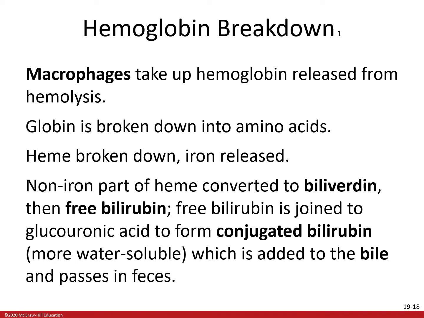So those macrophages are then going to take up hemoglobin released from hemolysis. The globin is going to be broken down into amino acids, the heme is going to be broken down, and the iron is going to be released. We are going to reuse that iron. It's not going to go to waste, it's not going to be expelled from the body, but it is going to be reused for more red blood cells, hopefully.